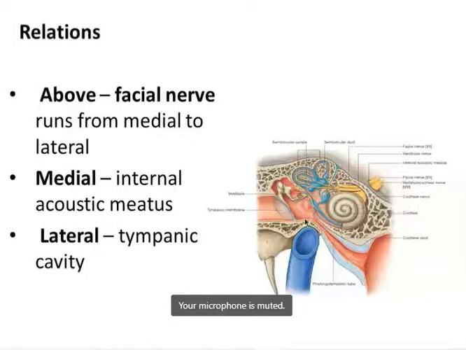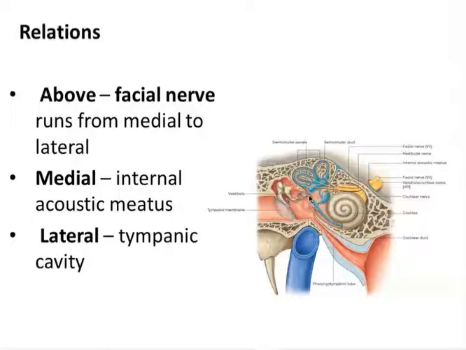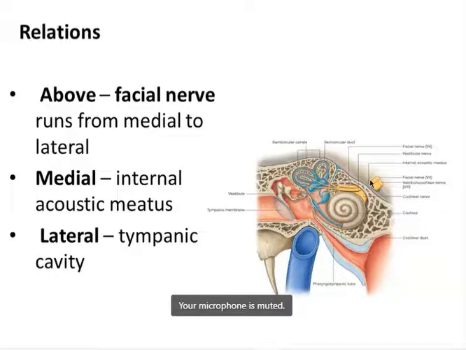So, relations of the vestibule, see above. As you know, the middle ear cavity. So this is the internal acoustic meatus here. Here you will find the passing of the two nerves. The superior one is the facial nerve, and this is the vestibulocochlear nerve. So it is the facial nerve.